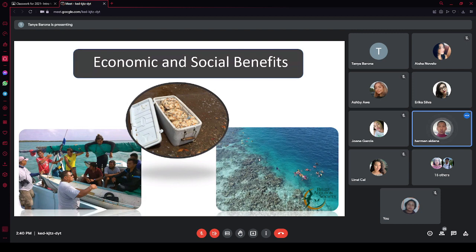And same thing to the right hand side, it's good for tourism. Once we have a good ecosystem, we'll have more tourists coming in, giving more benefits, more income to society, to the country and stuff like that. Okay, thank you all very much.